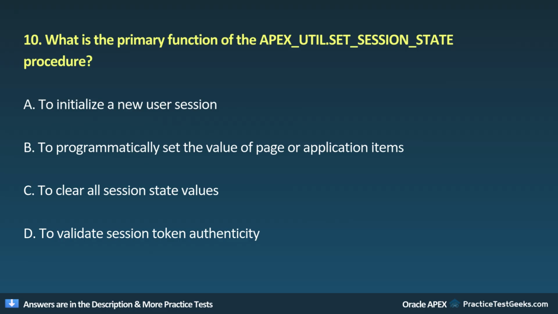10. What is the primary function of the APEX_UTIL.SET_SESSION_STATE procedure? A. To initialize a new user session. B. To programmatically set the value of page or application items. C. To clear all session state values. D. To validate session token authenticity.